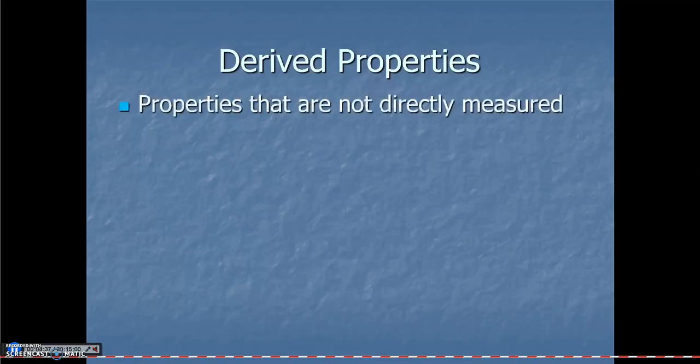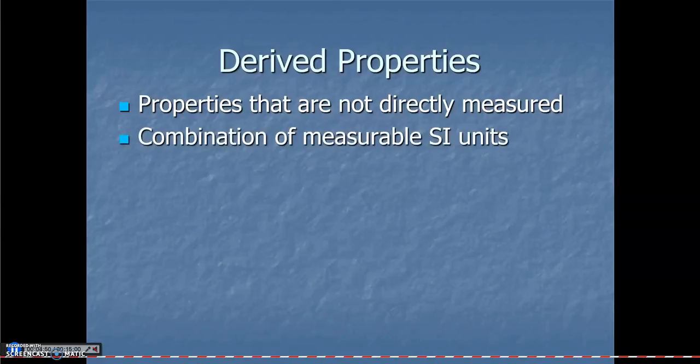You're going to be calculating a number of derived properties throughout the year. And derived properties are properties that we cannot directly measure. For example, one of the first labs we do here is our density lab. And you cannot directly measure density. We don't have a density machine where you can put a substance in and it'll give you the density. You have to measure other properties in order to get an accurate reading on that derived property.